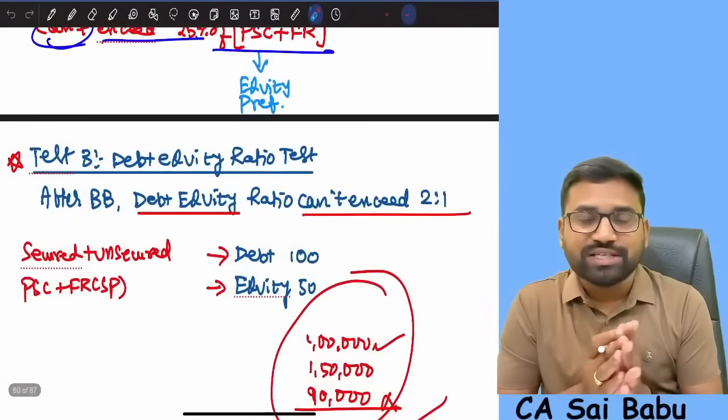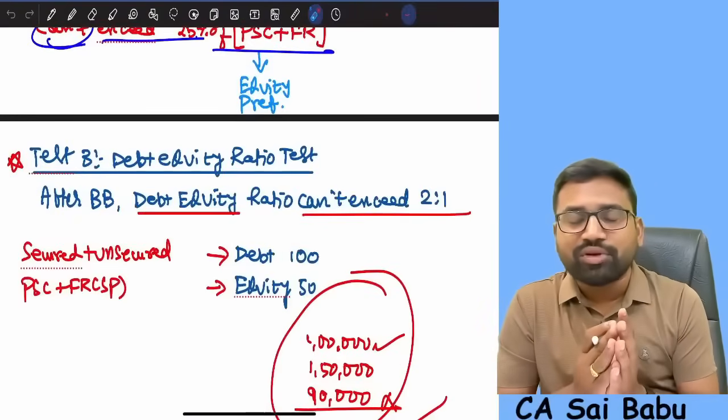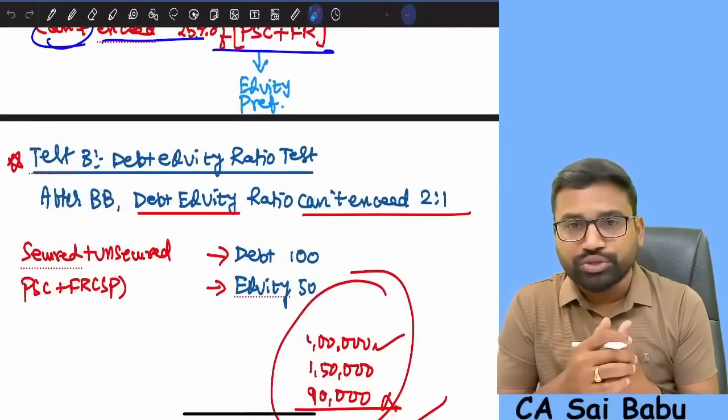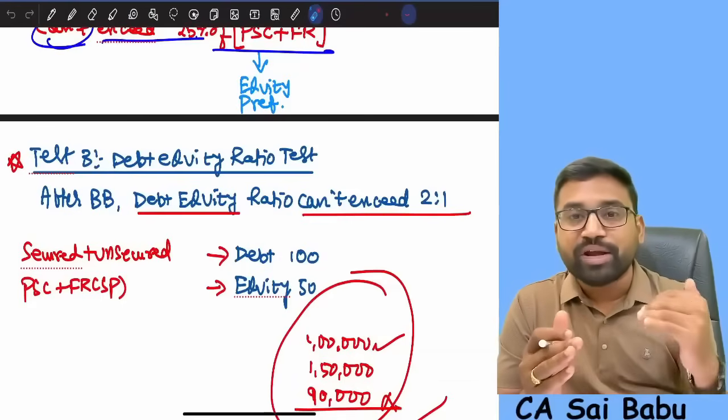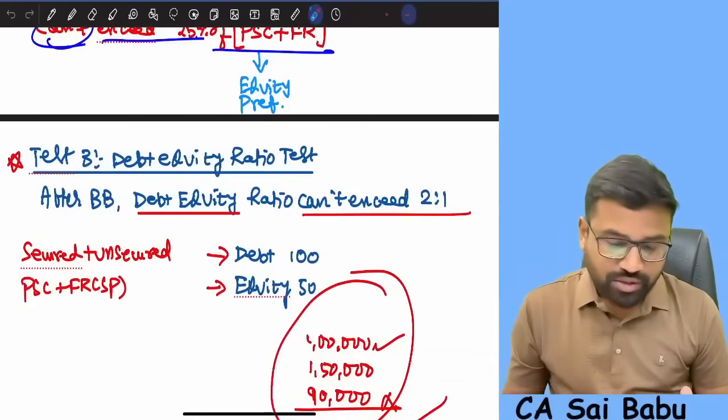And the debt equity ratio test, sir. After buyback, make sure that the debt equity ratio is maintained at 2:1. It cannot exceed 2:1. Here debt means both secured plus unsecured. Equity means paid up share capital plus free resources including securities premium.